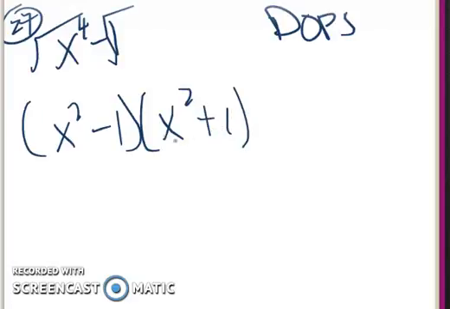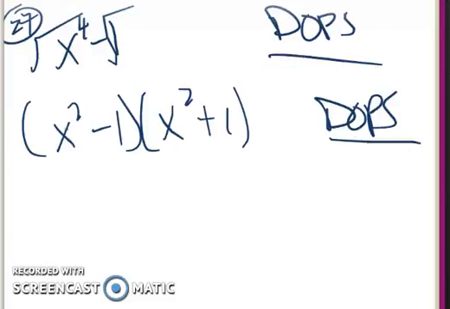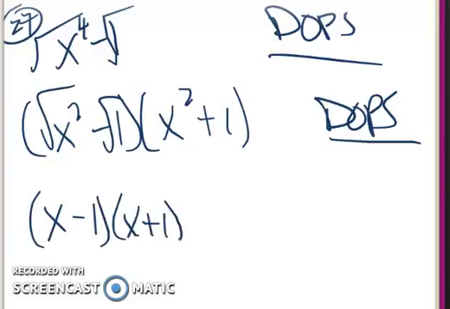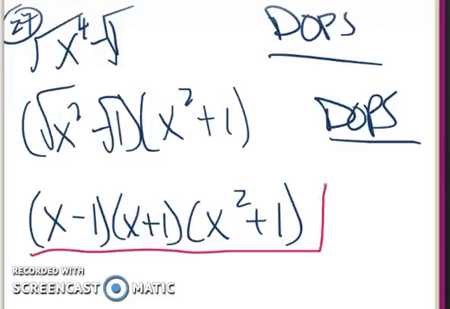Oh my gosh. It's DOPS again. This is crazy. This one is also DOPS. Take the square root, we get x minus 1. X plus 1. This is x squared plus 1. This is not DOPS. The second part's not DOPS. That's my final answer. That was a double DOPS. You should be seeing me right now doing my hand motions. It's crazy. Double DOPS is happening.